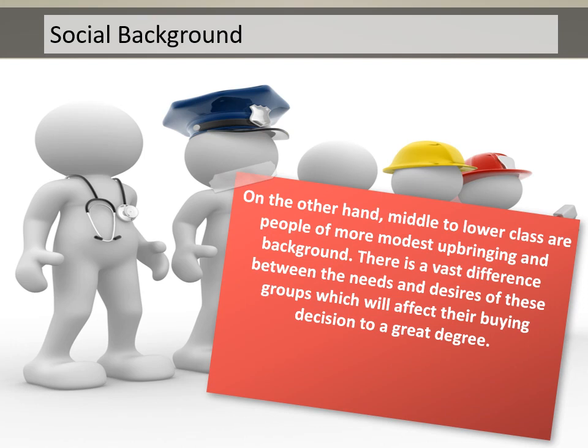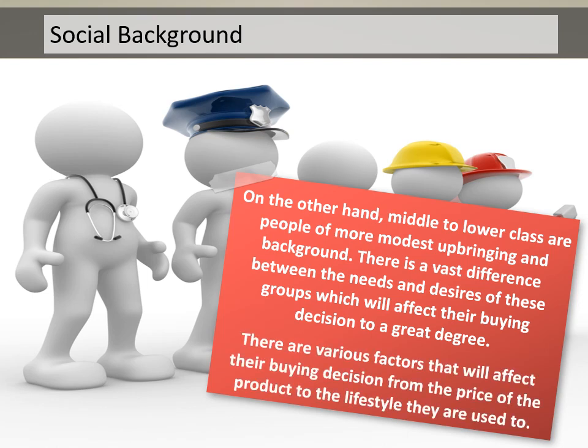On the other hand, middle to lower class are people of more modest upbringing and background. There is a vast difference between the needs and desires of these groups, which will affect their buying decision to a great degree. There are various factors that will affect their buying decision, from the price of the product to the lifestyle they are used to.